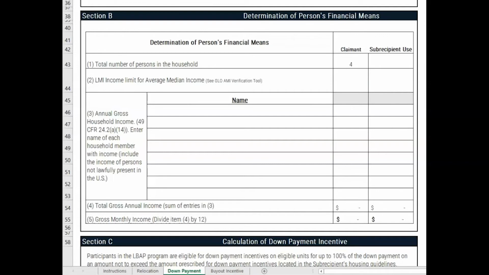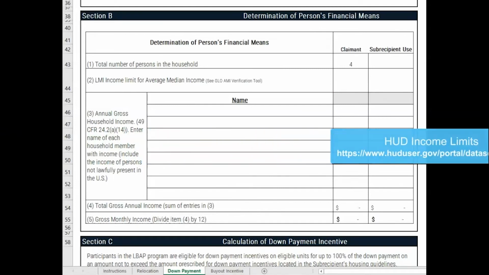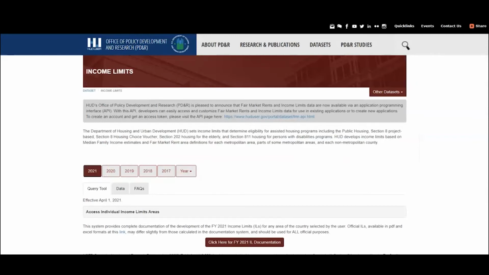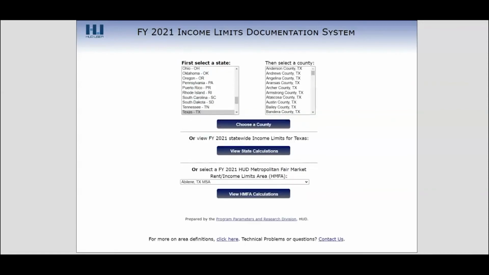Next, in number 2, subrecipients should assist applicants in completing the 120% median family income limit for their county and household size. Subrecipients and applicants should go to the HUD Income Limits website listed here. From the HUD Income Limits website, select Click Here for FY 2021 IL documentation. Select the state of Texas. Select your county. Click on View County Calculations.